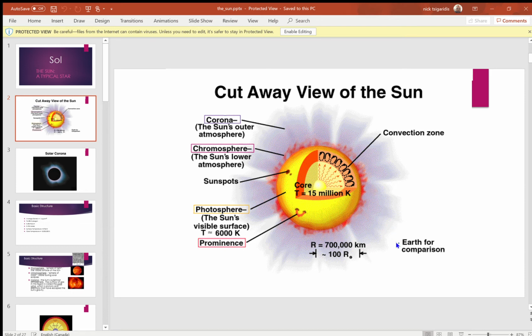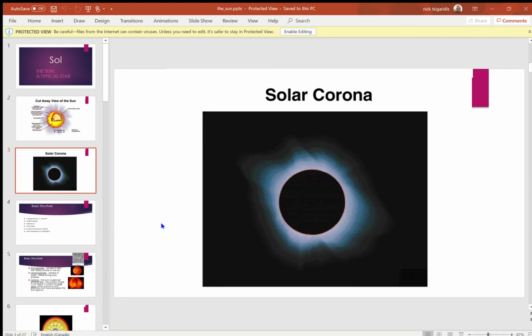Now you can also see down here this little blue dot. That blue dot is Earth relative to the size of the sun, in terms of a comparison. And there are other surface features that we're going to talk about, solar prominences and some sunspots. We're going to talk about each one of those. On the next slide, I have a picture of what the solar corona looks like. If we black out the sun, you can see the presence of that solar corona.